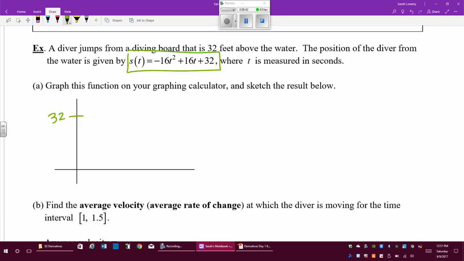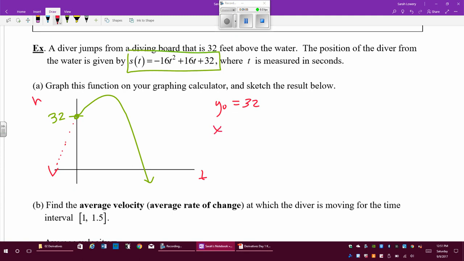So imagine what that would look like here. It's going to start from a height of 32. He's going to jump up and down. Now you're not seeing the other part of this quadratic function because you would not have negative time. And here we have time and we have height. Okay, so we know that y sub 0 is 32.